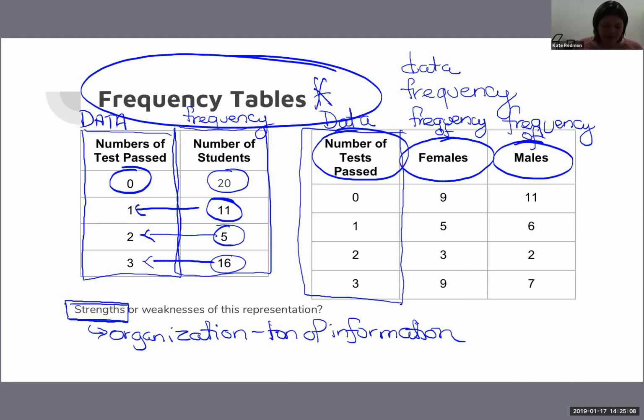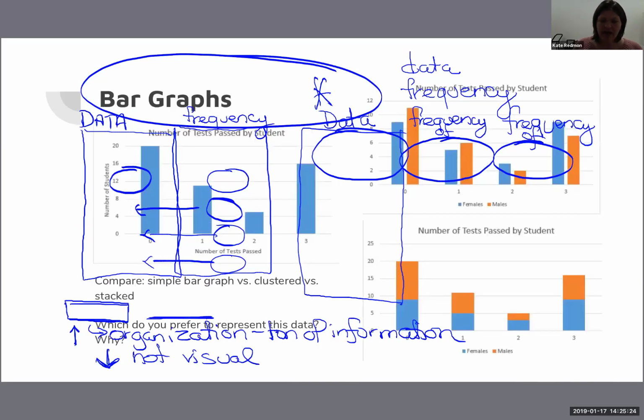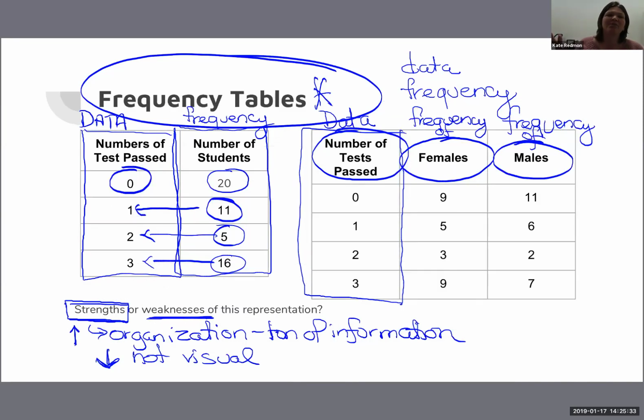Do you see any weaknesses of this representation? Well, I do. I see one. Here's my weakness. It's not very visual. With this last one, we looked at that bar graph, very easy to tell visually which one's bigger or smaller. You have that lovely visual representation. But with this one, we don't have a picture. We have to kind of think about each number.